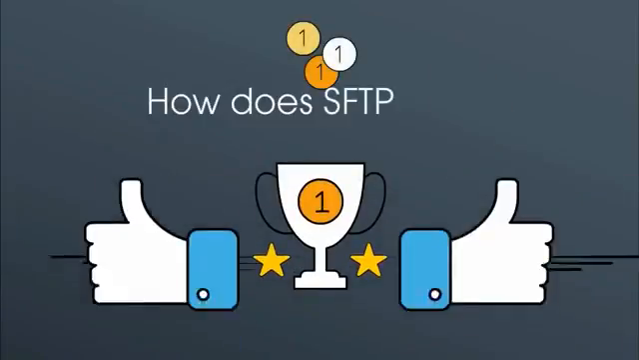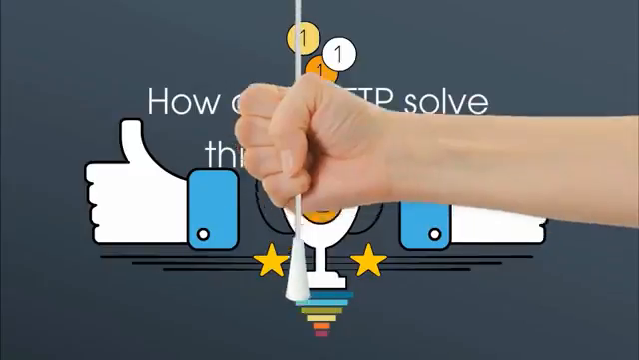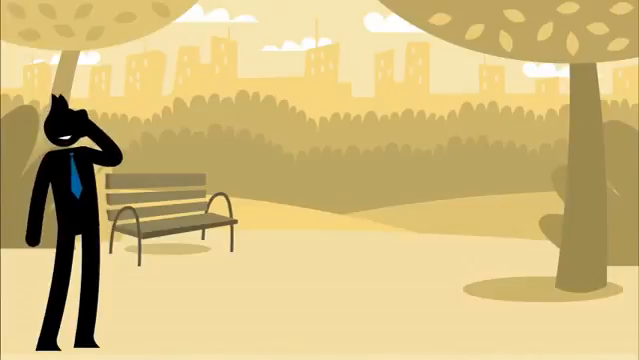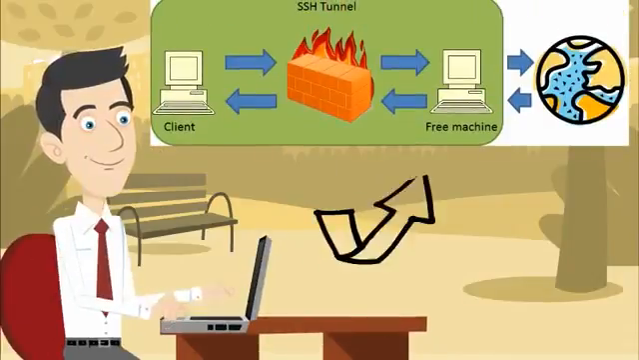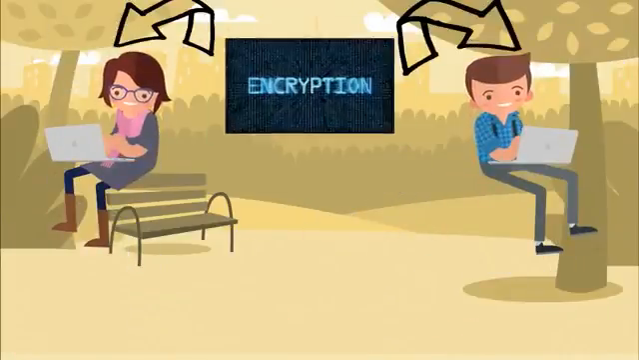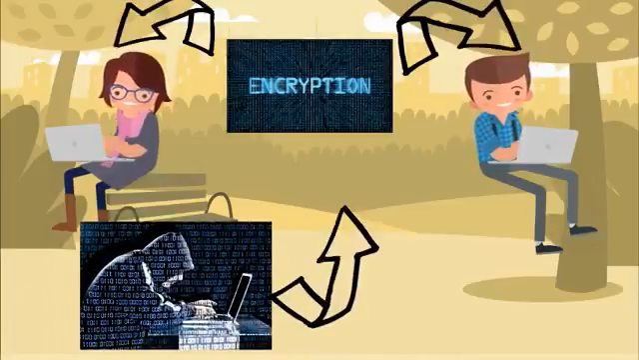How does secure FTP solve the problem? Secure FTP, or SFTP, solves this problem by using the underlying SSH tunnel to transfer files. This ensures that all the traffic, credentials, server commands, and files are encrypted before sending. Since an intercepting computer hasn't got the encryption key, it can know nothing about the data transferred.